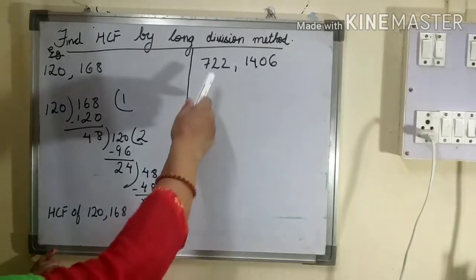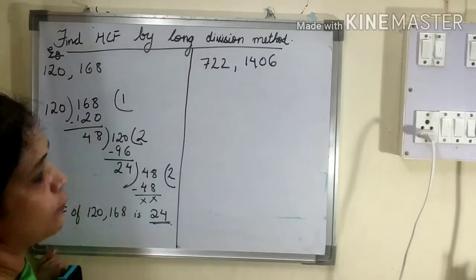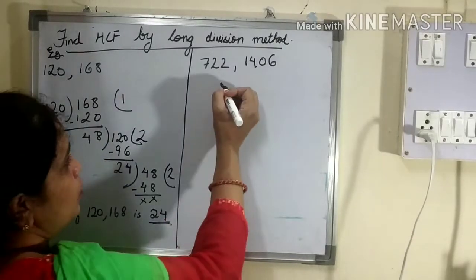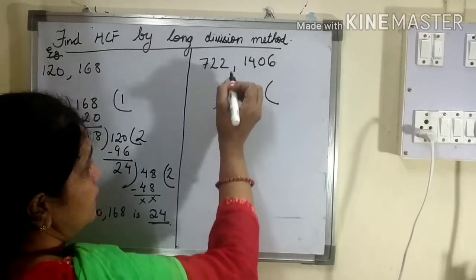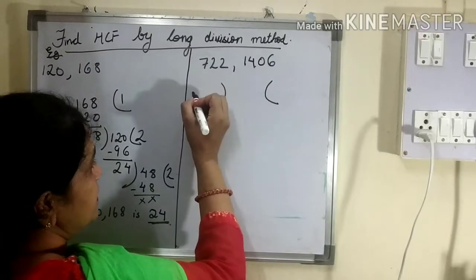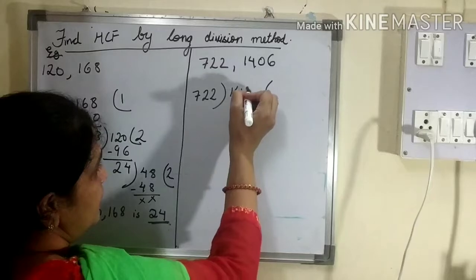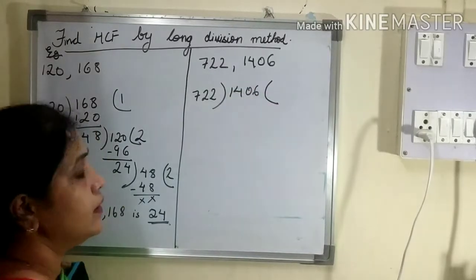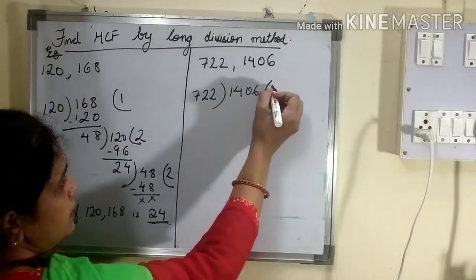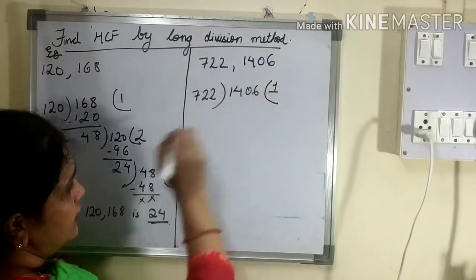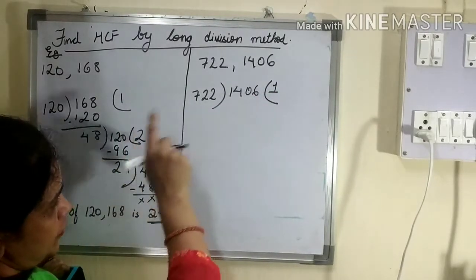Okay. Now one more example, 722, 1406. Now in this what we do is, first which one will be the divisor? 722 will be the divisor, and which one will be the dividend? 1406 will be the dividend. Now first, if we divide by 2, it will be a greater number.